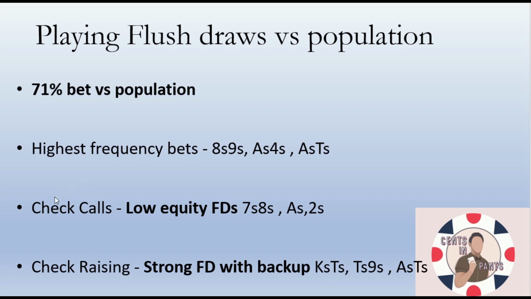And the ones that we will be looking to check call will be the low equity ones like 7-8 suited, 7-8 of spades, because it has basically no backup other than the flush draw. Even turning a pair of sevens or eights won't really be as helpful, and hence like ace deuce suited, which is basically a low ace x flush that can't make a really valuable pair other than an ace, but there is a chance that we might be dominated by a stronger ace if our opponent decides to bet and we check call with an ace x.